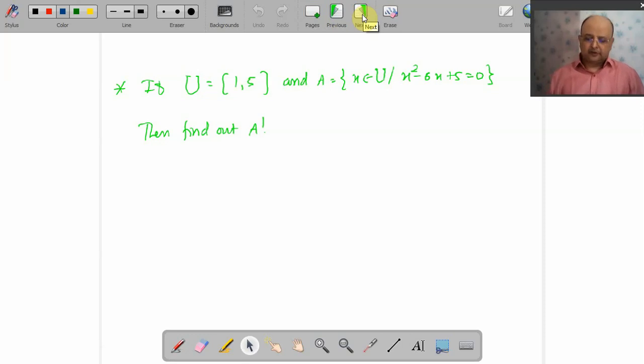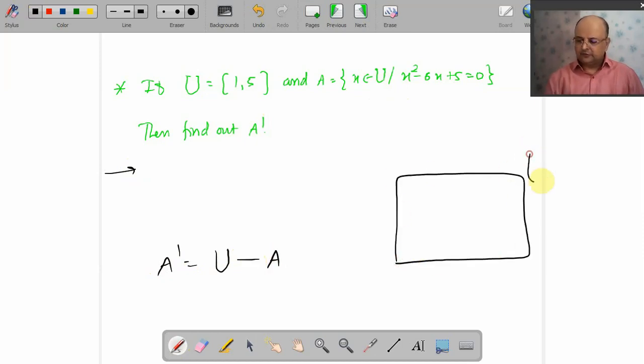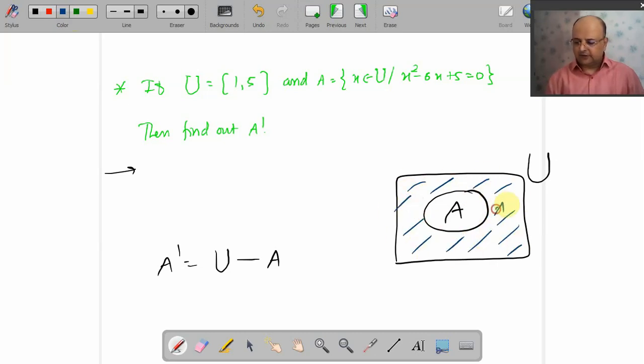Your A is the collection of all elements in U such that x square minus 6x plus 5 equals 0. And you are asked to find A dash, the complement of A. That is, the collection of all elements in U not in A. Actually your A dash is nothing but U minus A. This is your U. This is your A. And your U minus A is this. And this is exactly what we have as A dash.